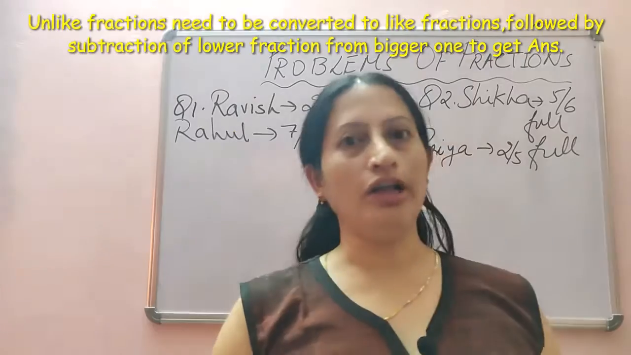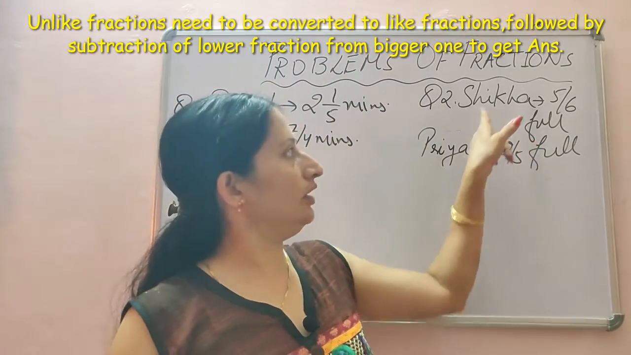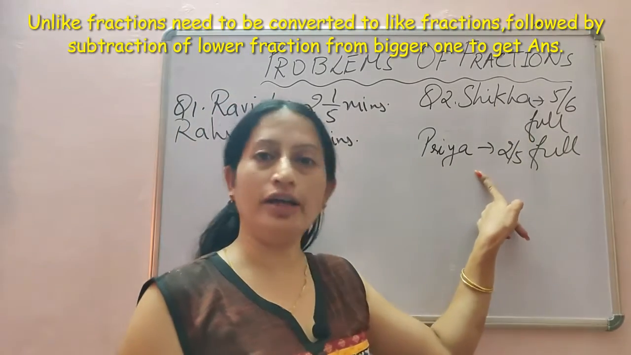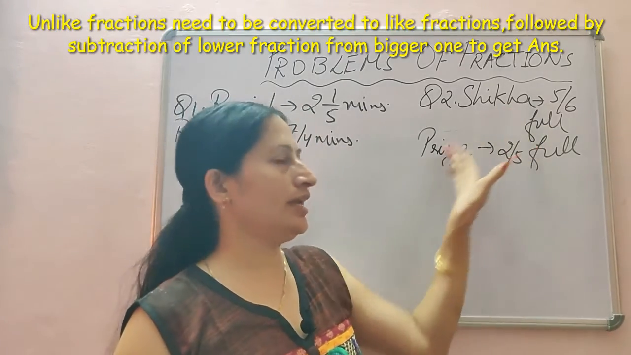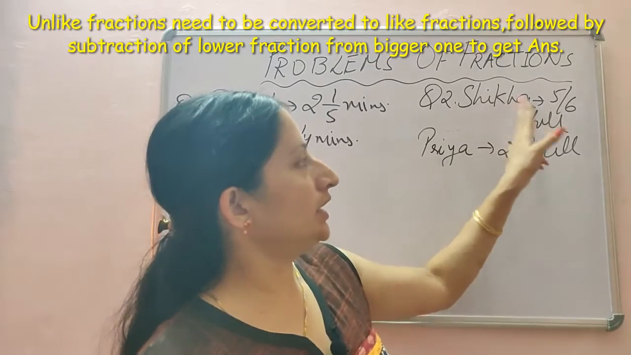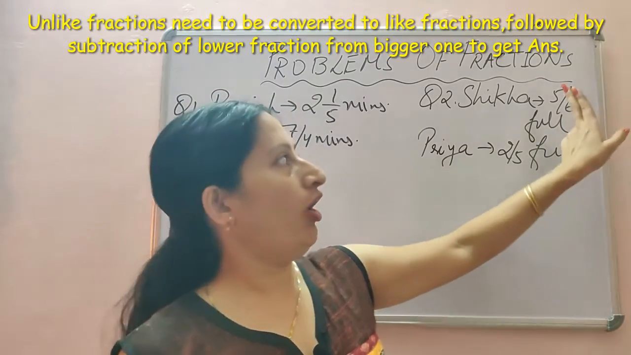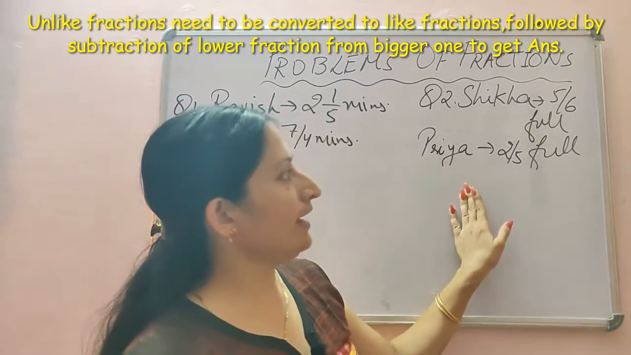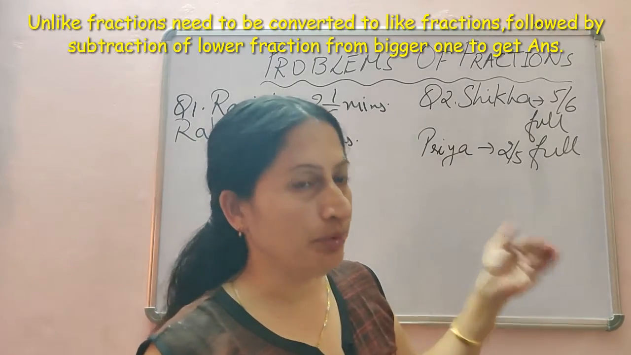Now we are going to solve our next problem. It is related to bookshelves. Shikha and Priya are two friends and they have got bookshelves of the same size. Shikha has 5 by 6 of her bookshelf full of books, while Priya has 2 by 5 of her bookshelf full of books.